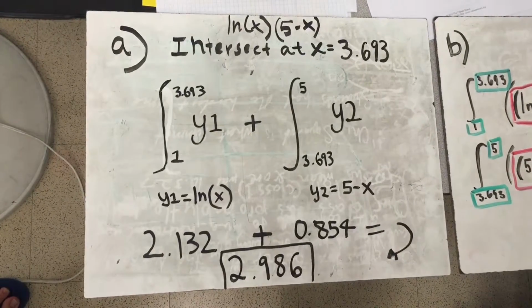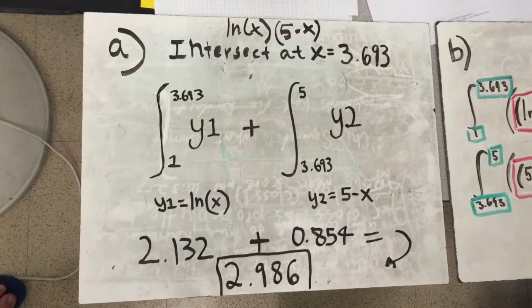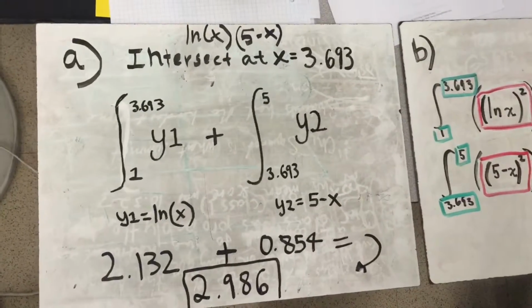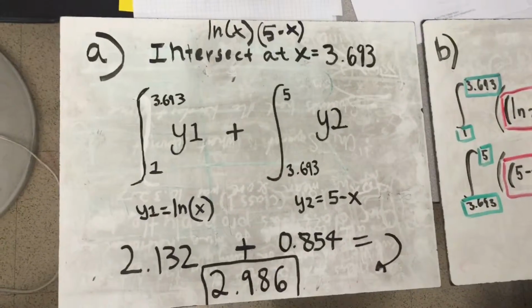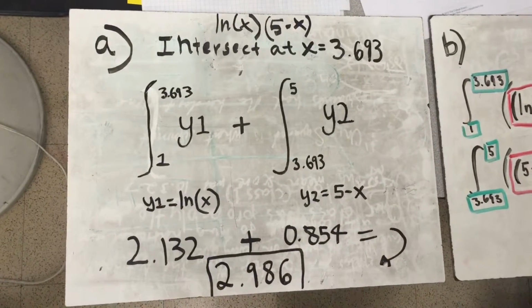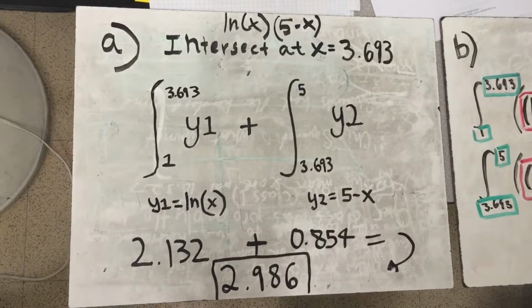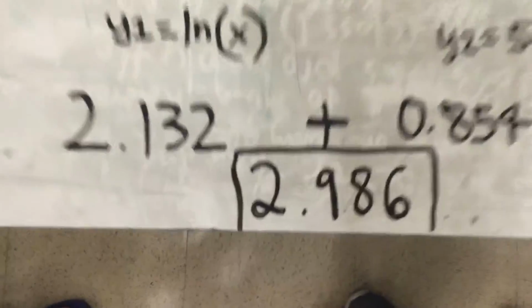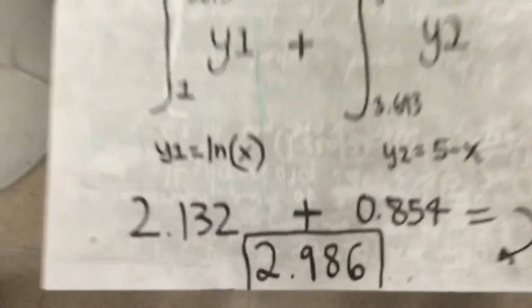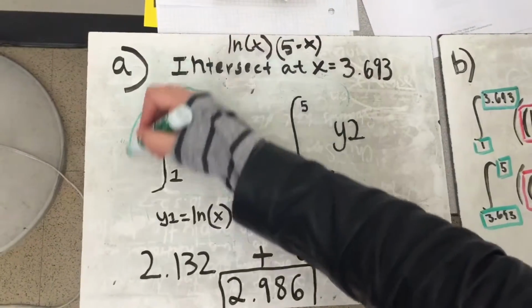So from 1 to 3.693, we have the integral of natural log of x, and then from 3.693 to 5, we have the integral of 5 minus x, which equals 2.132 plus 0.854, which is 2.986.